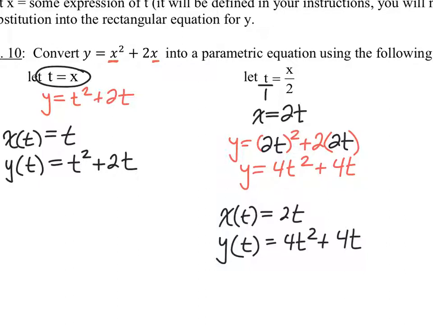Now, a legitimate question would be something along the lines of, all right, cool, makes sense. What if you're not given the let statements? What if they don't tell you let t equal this, t equal that? The answer to that is, well, you can't do anything. If you haven't defined your parameter, you can't actually convert into parametric form. So you need to know what the relationship is between t and one of the two variables, right, in order to convert into parametric form.